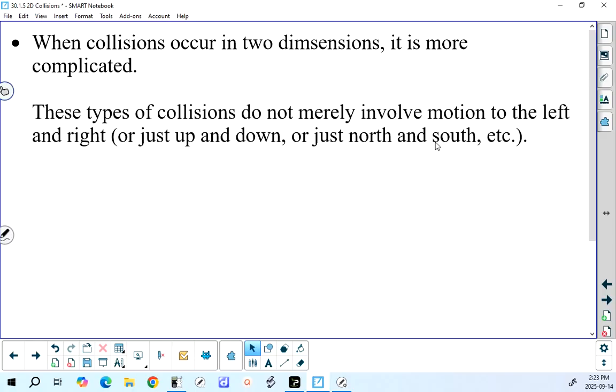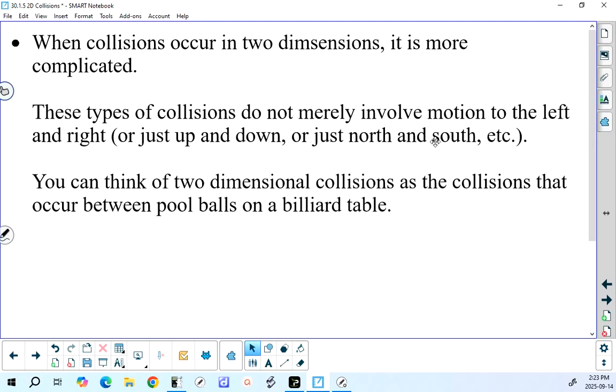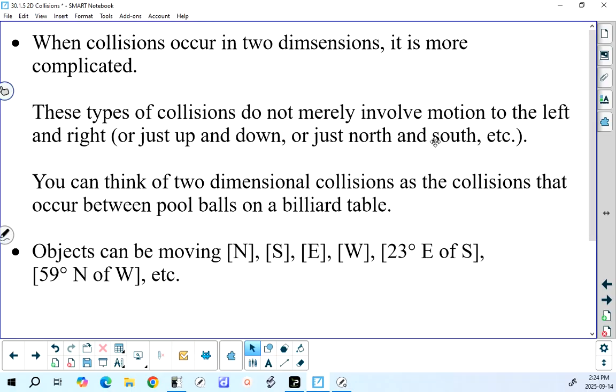2-dimensional collisions do not merely involve 2 directions. We can imagine 2-dimensional collisions as being the collisions, well, we don't have to imagine, it's a fact that when you have 2 pool balls collide on a billiard table, they are colliding in 2 dimensions. That is to say, the objects can be moving north, or they can be moving south, or west or east. They can be moving 23 degrees east of south, 59 degrees north of west, but as long as they are moving along a flat 2-dimensional table, and they don't start moving away from the surface of the earth, or the pool balls don't start jumping up away from the tabletop, that's 2-dimensional motion.